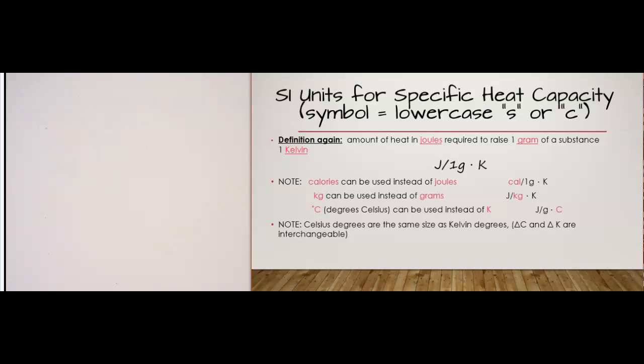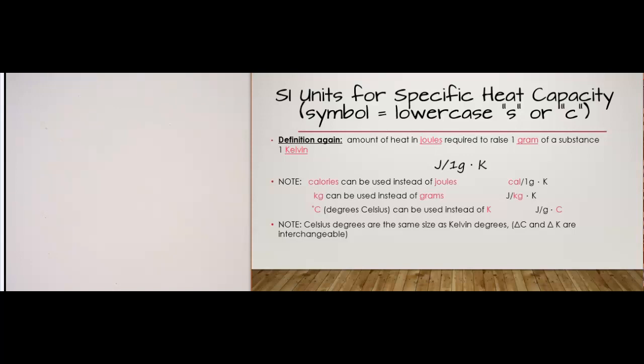Here again is the definition, the amount of heat. Heat is generally measured in joules, and you're going to say to raise 1 gram of a substance 1 degree or 1 Kelvin. So you'll see the units joules divided by 1 gram times Kelvin. Once in a while, people will use calories instead of joules, and you can see how the formula changes. Instead of joules, it just says calories.